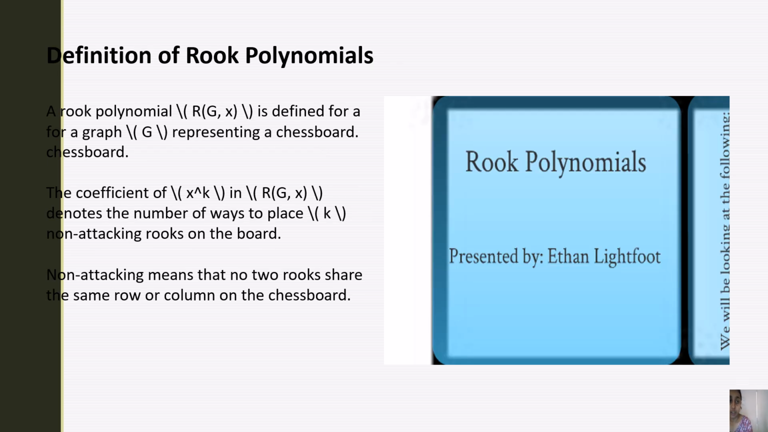Definition of Rook polynomial. The Rook polynomial is defined for a graph representing a chessboard. The coefficient of x^k in r(G, x) denotes the number of ways to place k non-attacking rooks on the board. Non-attacking means that no two rooks share the same row or column on the chessboard.